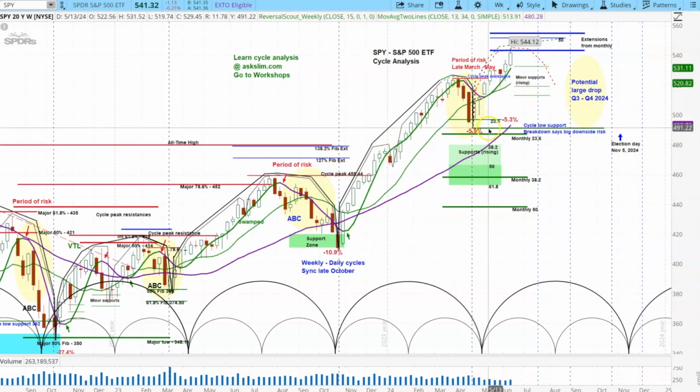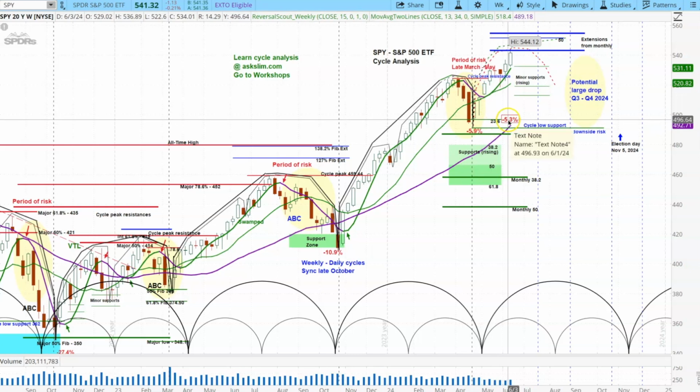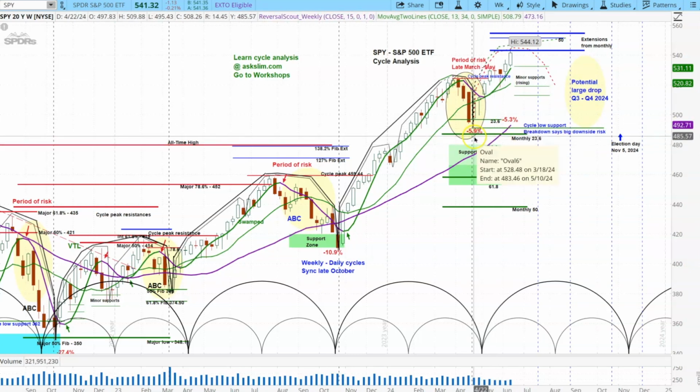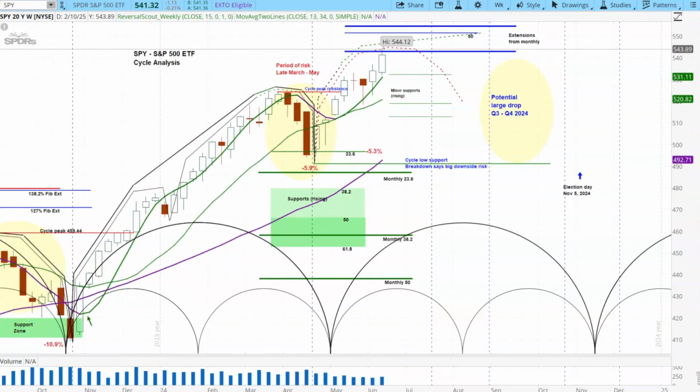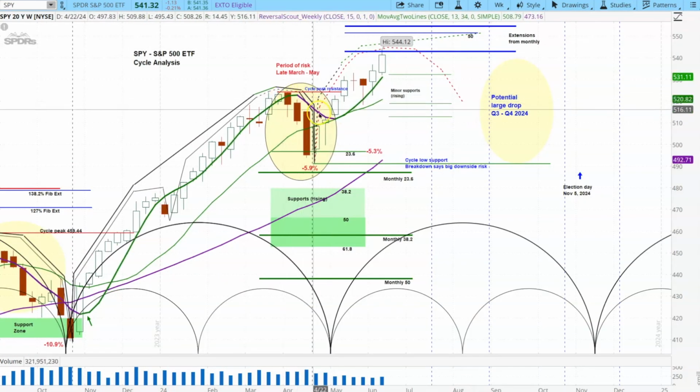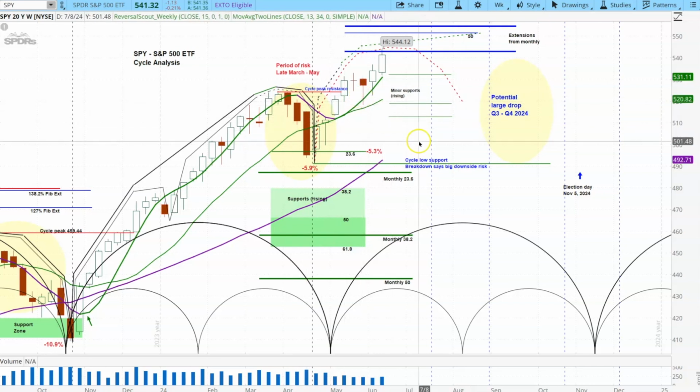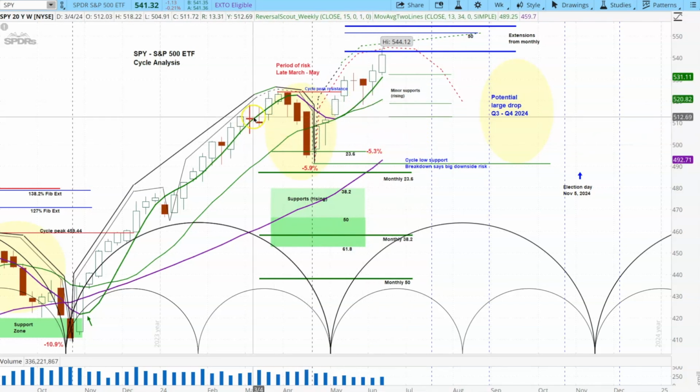The correction we thought would be 5.3% to about 8% ended up at 5.9%. We thought it would be shallow, and that was correct. And then we said, well, it's likely that the next rally goes to a new high, and that's what happened. Again, we had the reversal scout turned down here. You went into the correction, and the reversal scout turned up right over here and in this rising phase.